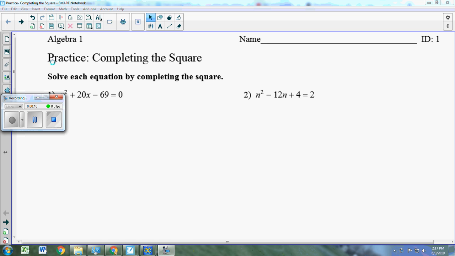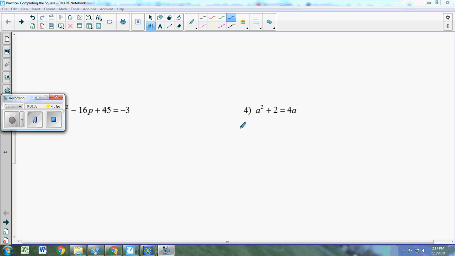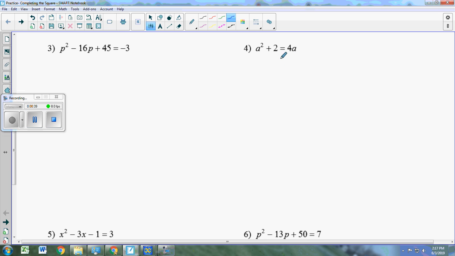I'm going to go over just a few practice problems from the assignment I gave yesterday because I'm gone today, so I'm going to go over just a few and hopefully that will be enough for you to work on the other problems on the assignment. So we're going to start off by looking at number 4. I'm choosing number 4 because it is arranged a little differently, okay?